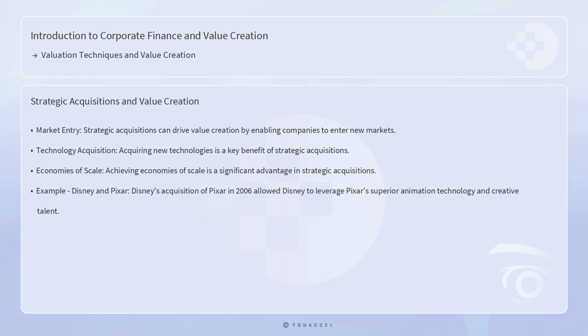Strategic acquisitions can drive value creation by enabling companies to enter new markets, acquire new technologies, or achieve economies of scale. A well-executed acquisition can create synergies that enhance the combined entity's value beyond the sum of the individual companies. For example, Disney's acquisition of Pixar in 2006 allowed Disney to leverage Pixar's superior animation technology and creative talent, resulting in a string of successful animated films and increased revenue.